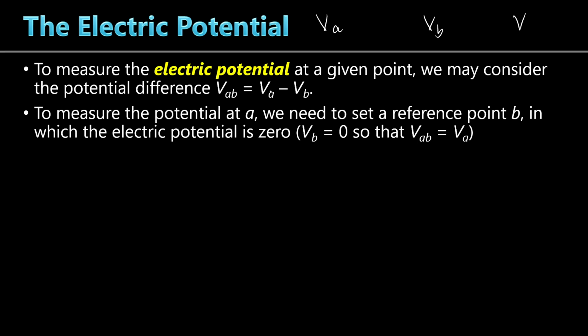Diba, meron tayong expression na line integral kanina. Remember that VAB is the negative of the line integral of E dot dl from B to A. May negative sign dito. What should we do with this expression so that this VAB would be equal to VA? Remember that at point B, the potential is 0. Now, if that is so, then can we replace this B with 0? Kasi at point B, ang potential pala ay 0. So, ang mangyayari niyan, mag-integrate na tayo from 0 to A. Tama ba yan? Actually, mali iyon.